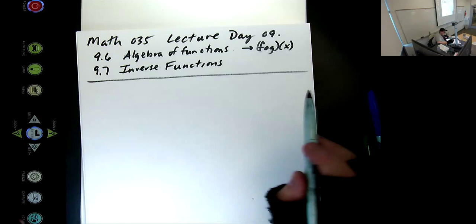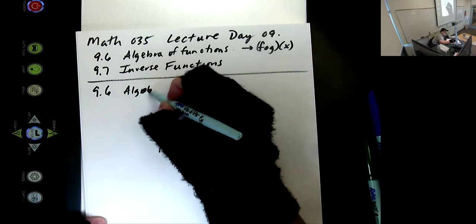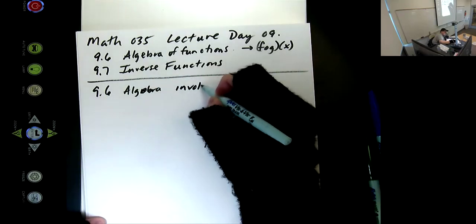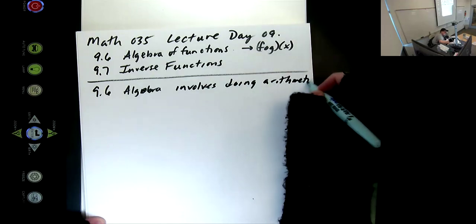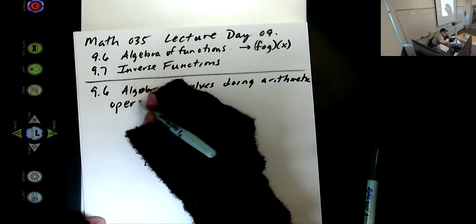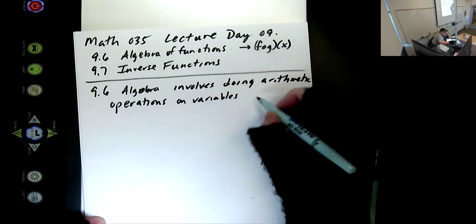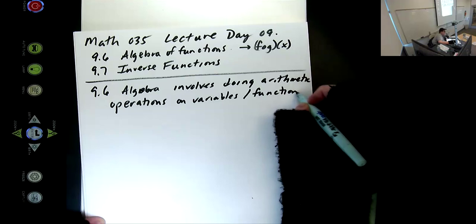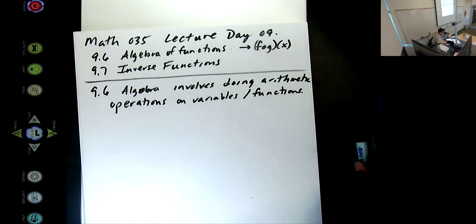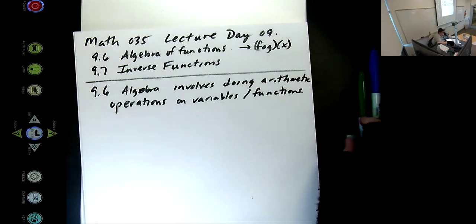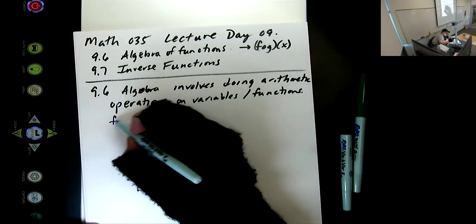So algebra involves doing arithmetic operations on variables. And in this case, we're going to do it on functions. And we have a very annoying shorthand way of showing a lot of this stuff. So if we have two functions, f of x and g of x.